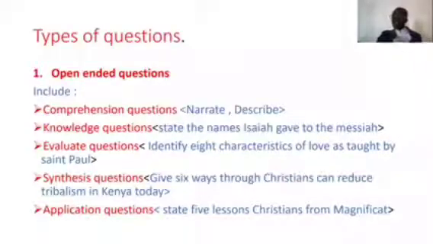So open-ended questions is whereby you've been set a question, for example: list the disciples that Jesus chose, any disciples. You've been given 7 marks, and we know the disciples were how many? They were 12. Where you have not been restricted, they have just told you to list any disciples that Jesus chose. They have not told you 7 or 12. You can list even all of them.